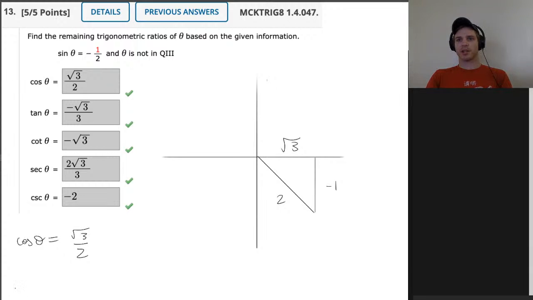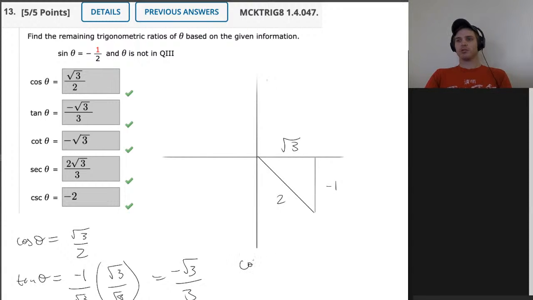We did sine already, that's what they gave us. So we'll do tangent of theta equals y/x, which is -1/√3. And we want to rationalize this, so we'll multiply by √3/√3. To rationalize the denominator, we get -√3 divided by 3. Then we can do cotangent of theta, which is equal to the reciprocal. Now, a lot of people will try to do the reciprocal of this one, and then they have to rationalize it. So let's just do the reciprocal of the tangent. It's going to be √3/-1, which is -√3.